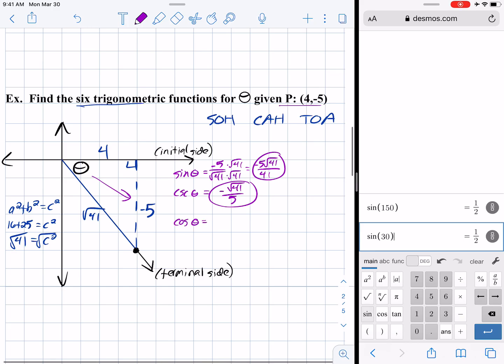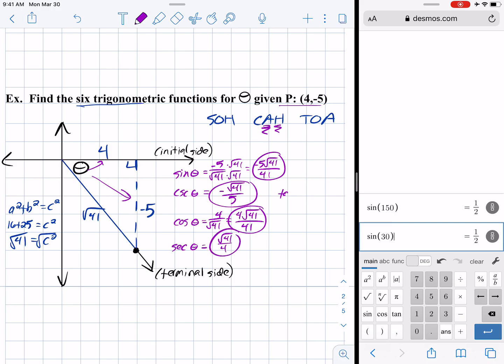Cosine of theta, adjacent over hypotenuse. And theta is always your reference angle, so the adjacent side is 4. Hypotenuse is still root 41, so when we simplify, we get 4 root 41 over 41. Secant of theta is the reciprocal of cosine, so root 41 over 4. Last 2, tangent. Tangent of theta is opposite over adjacent, so -5 over 4. And cotangent of theta, just the reciprocal, -4 over 5.